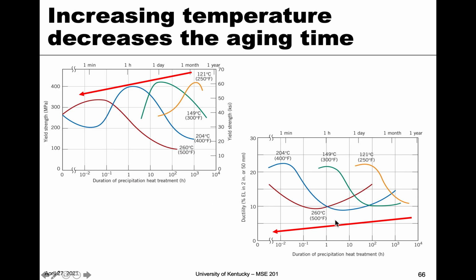But again, it's happening in reverse. So if we look at this 121, for example, it never really fully reaches it, but the minimum here, which is 12 or so, is at that time frame in between a month and a year, right? And then for the 149, we see that this happens between a day and a month. It has kind of that minimum here, and that corresponds with the maximum here. So we decrease ductility as we increase the strength. That trend stays the same as well.